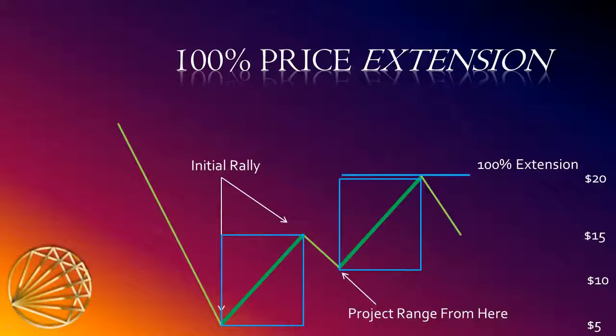The 100% price extension is a popular level that traders expect to find support and resistance. There are many other levels that traders use. However, the 100% extension, or the AB equals CD, seems to have the best results of all the different levels available. Now let's see how to use the price extension routine on a real chart.